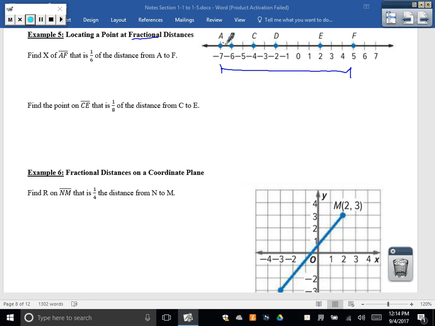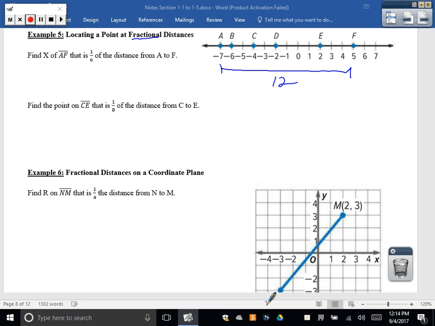If I do that, 1, 2, 3, 4, 5, 6, 7, 8, 9, 10, 11, 12. Total distance is 12. Or I can say, hey, I've got 5 units to the right of 0. I've got 7 to the left. 5 plus 7 is 12. Okay? So this whole length here is the length of 12 units apart, A to F.